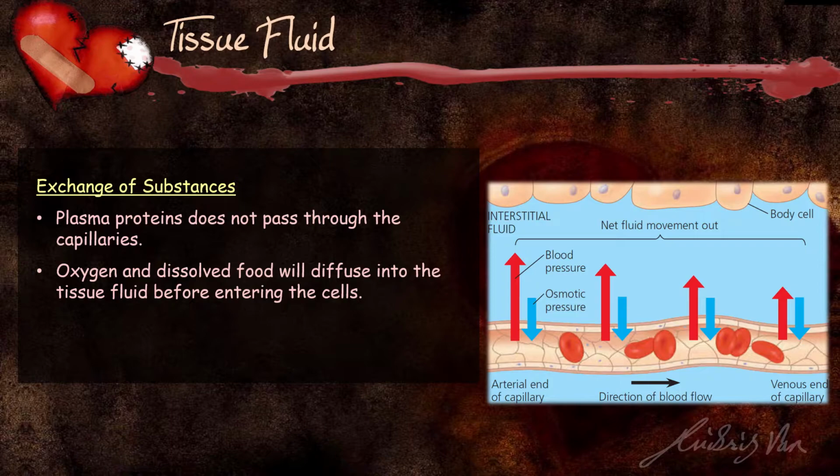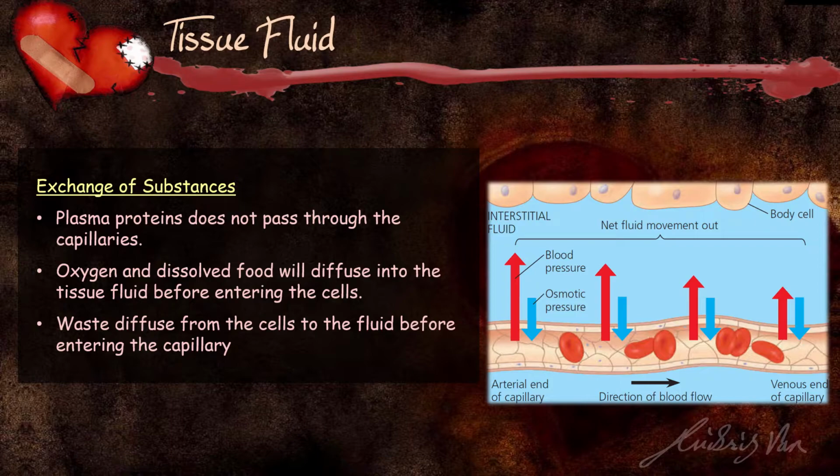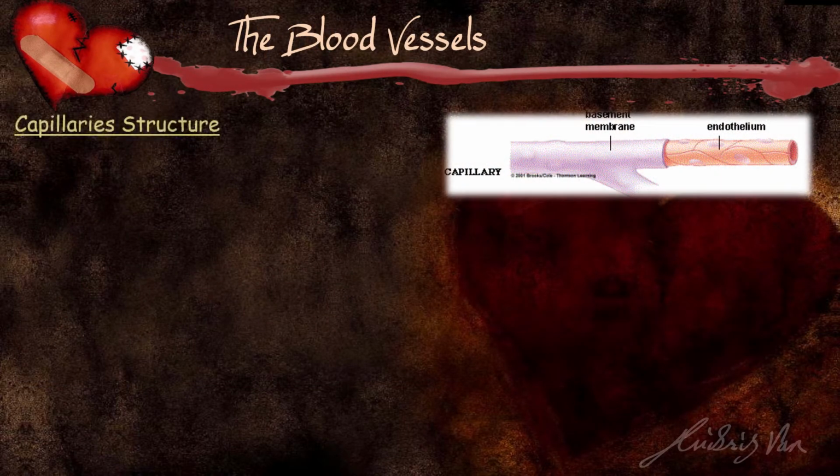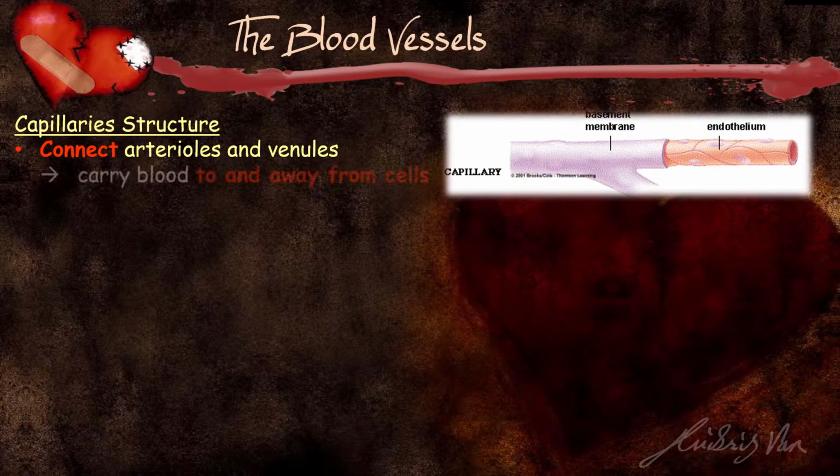Oxygen and food will diffuse from the capillary into the tissue fluid, while waste will diffuse from the cell to the tissue fluid before entering the capillary. For the structure of our blood capillaries, their function is to connect arterioles to the venules. They carry blood to and away from our cell.